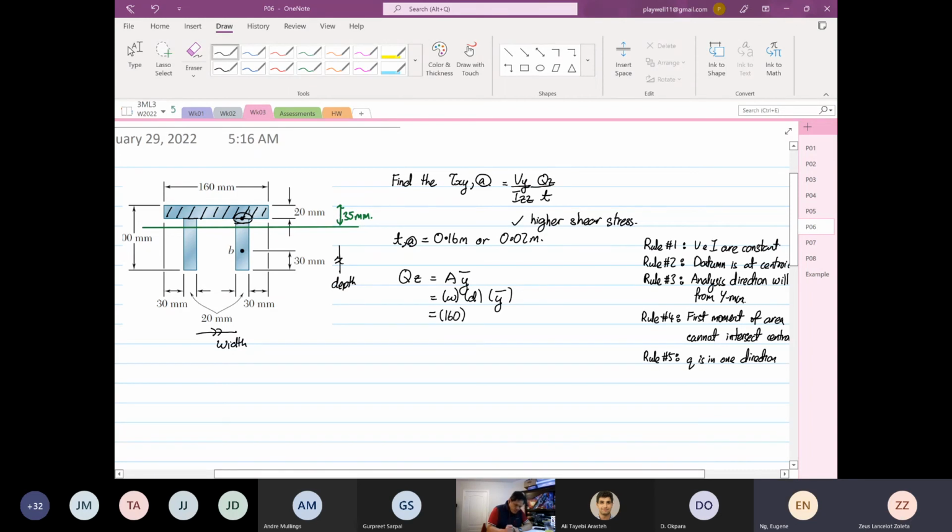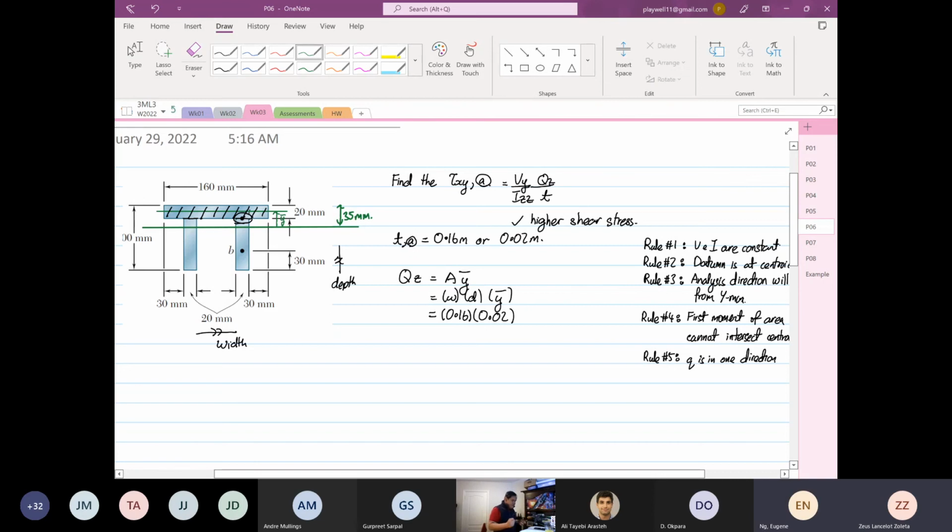Do it in millimeters, or if you want to do it in meters, I'm fine also. So it's 0.16, the width. The depth is 0.02. Now, what is the y bar? The y bar is this. We know the distance from here to here, that is your y bar.